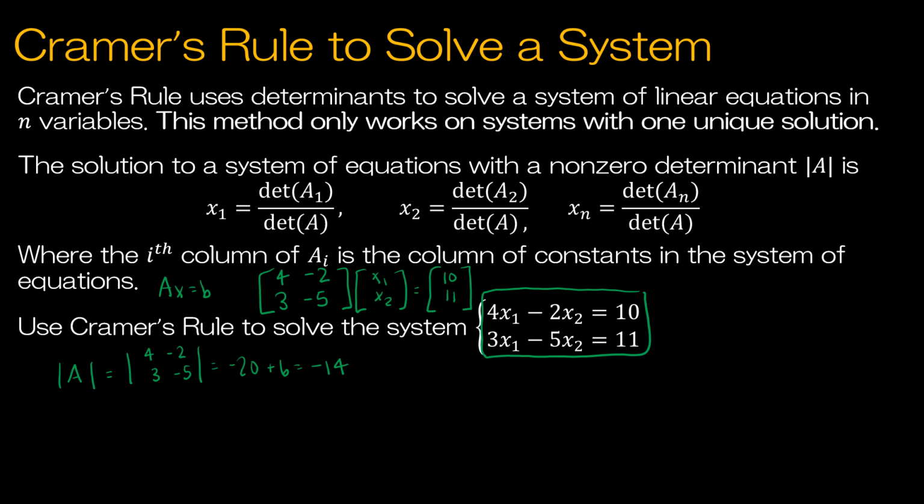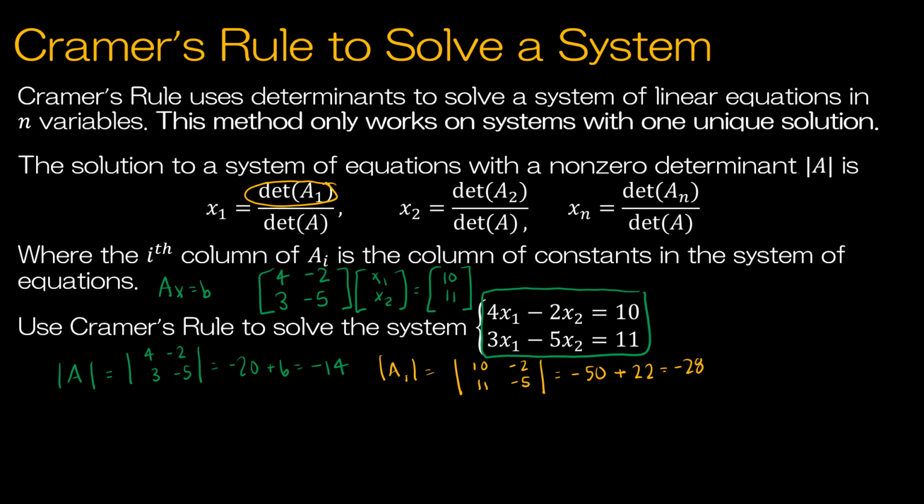Then, because I'm dealing with x1, I'm going to replace the coefficients from x1. So this is the determinant of A1, which means the first column, which is x1. I'm going to replace 4, 3 with 10, 11. So 10, 11, but still -2, -5. So then I'm just going to find that determinant. 10 times -5 is -50, minus 11 times -2 is -22, so that's plus 22, which gives me -28.